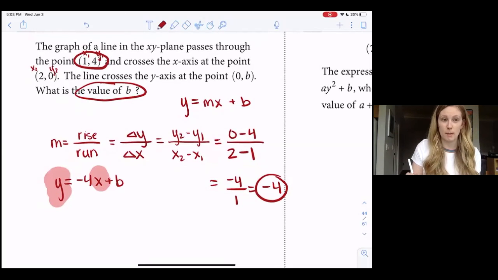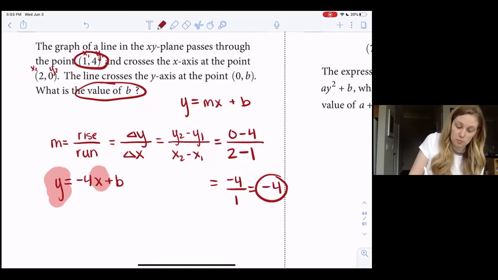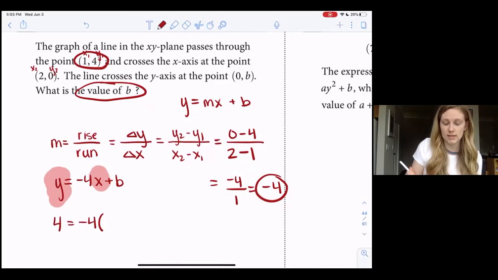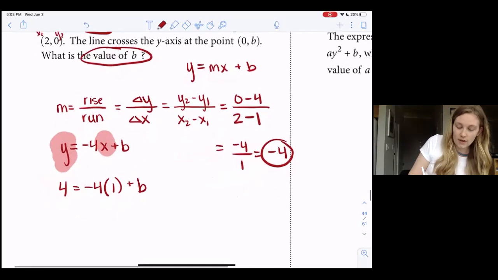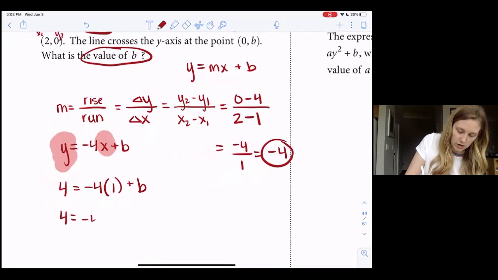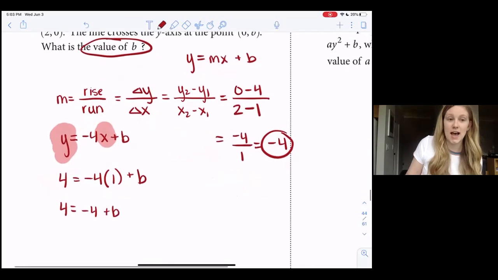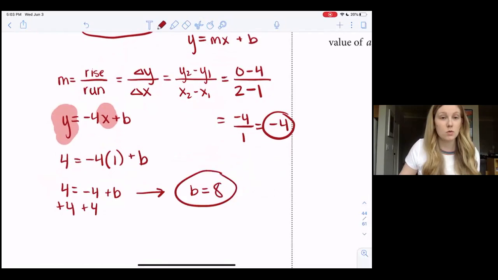Be careful here. Remember that y is the second coordinate in the point. So it should be 4 equals negative 4, and then 1 is my x coordinate, so I'm also plugging that in. And then from here, it's just some algebra. So we've got 4 equals negative 4 times 1, just negative 4, plus b. To isolate b, I need to add 4 to both sides. And then we've got b equals 8.